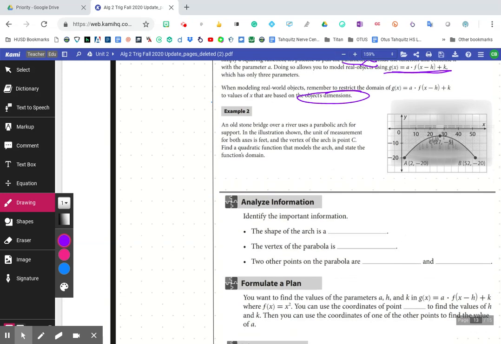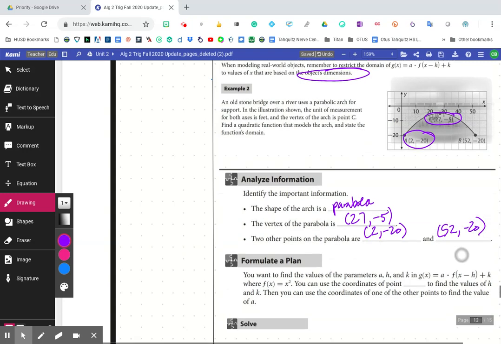Okay, so first of all, it's important to note that the shape of the arch is in fact a parabola. The vertex of the parabola would be this highest maximum point, which is 27, negative 5. The other 2 points on the parabola that we can see are negative 2, negative 20, and 52, negative 20.